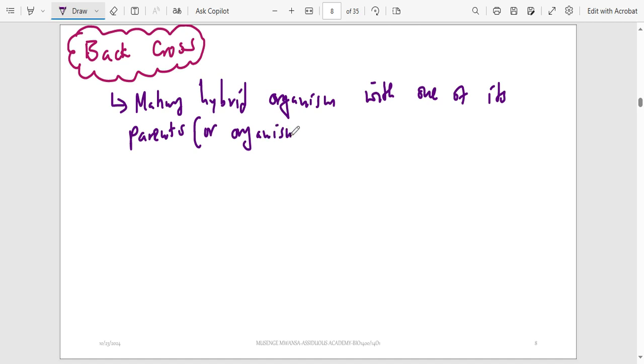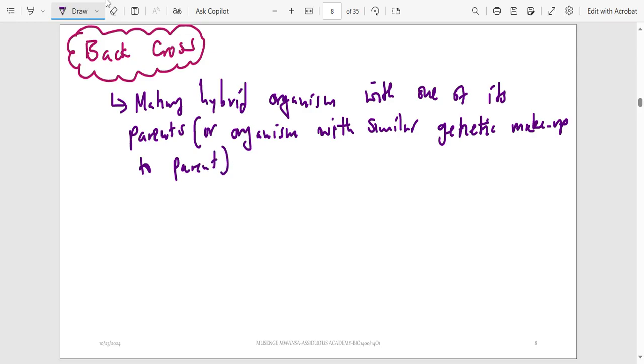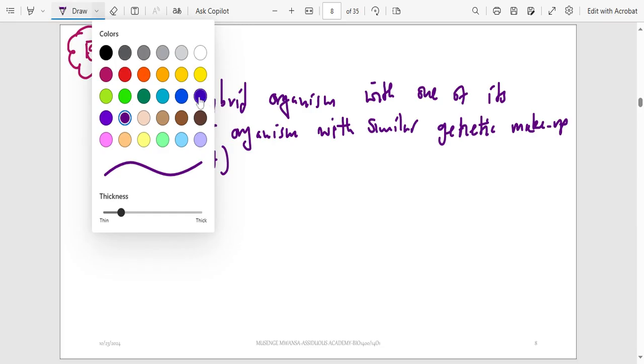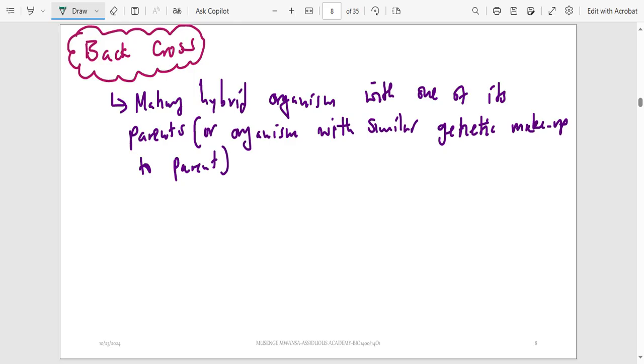So an organism with similar genetic makeup to the parent. Please take note of the definition for the multiple choice questions. Okay, so this is what we call a back cross. And the reason why we even use a back cross is for genetic studies. Why is it important anyway to perform a back cross? A back cross is used in genetic studies for isolating certain characteristics in a related group of animals.